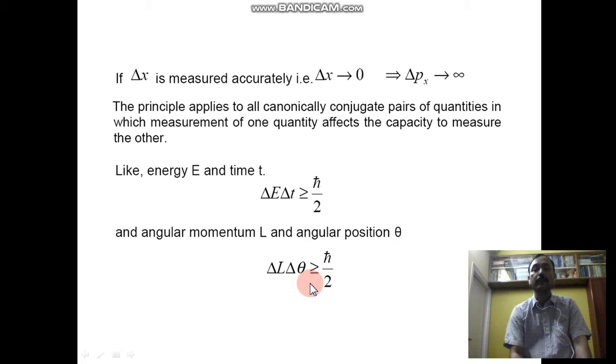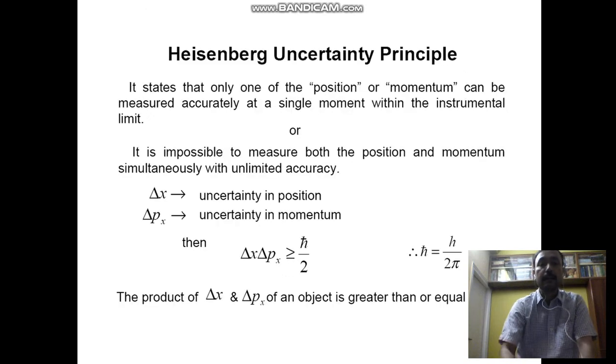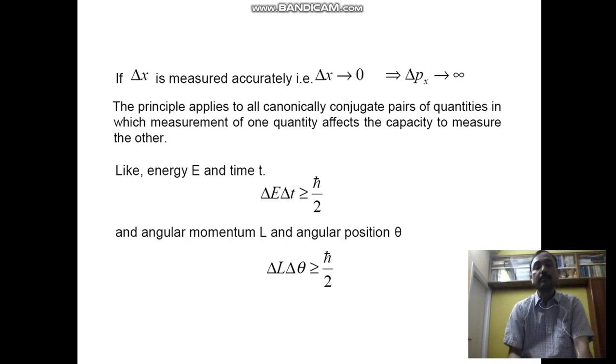So we have to remember these three uncertainties. First one is position momentum: delta x delta px greater than or equal to h cut by 2. Second one is energy time, delta E delta T greater than or equal to h cut by 2. And the last one is the angular momentum angular position uncertainty, delta L delta theta greater than or equal to h cut by 2.